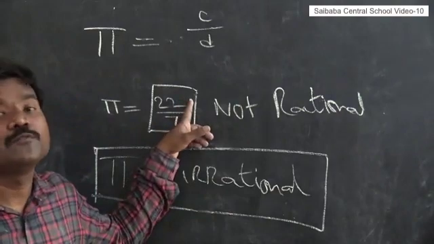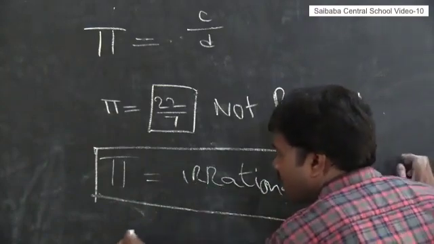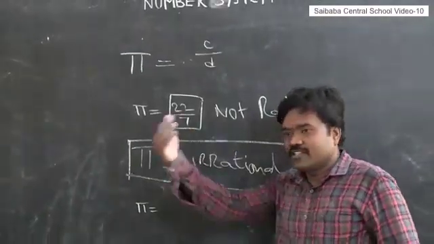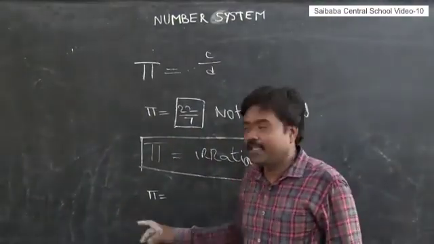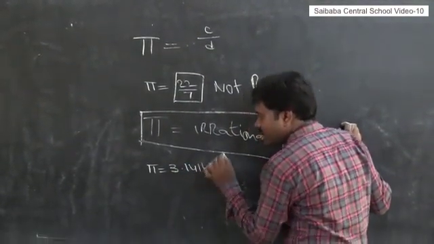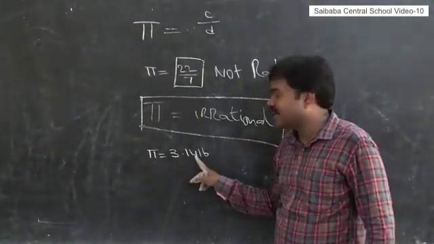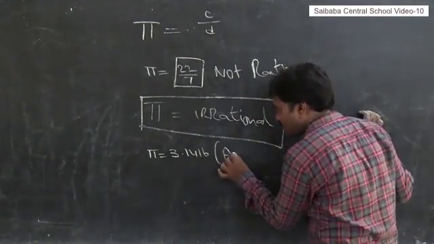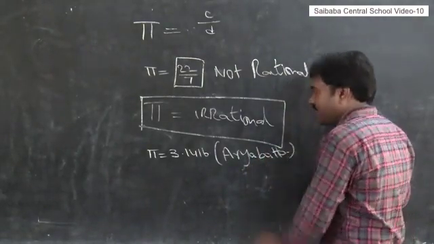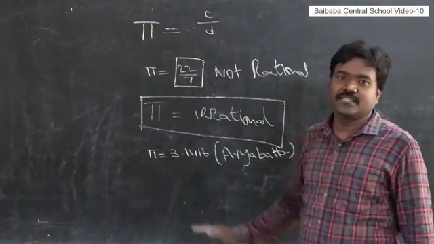The pi value is not 22 by 7. This is not the accurate value. What is the pi value? Once you go to our history, Aryabhatta gave the value of pi as 3.1416. Aryabhatta gave it exactly to 4 decimal places. Who gave the pi value exactly to 4 decimal places? Aryabhatta, 3.1416. This is very important.